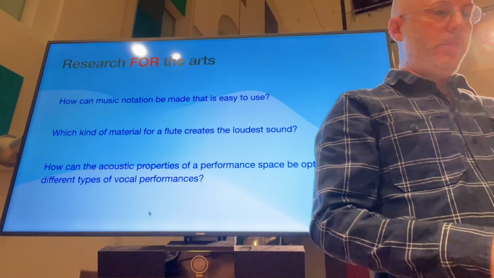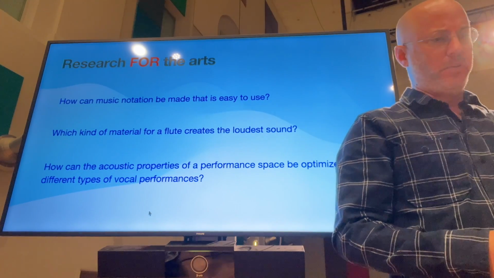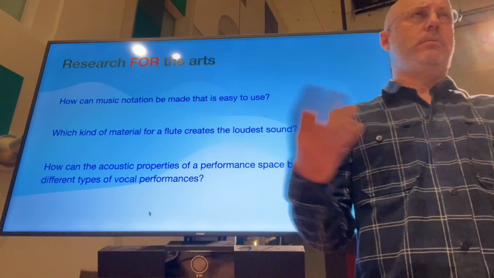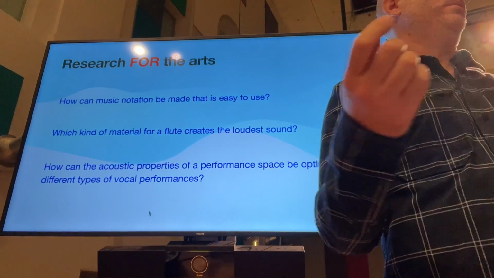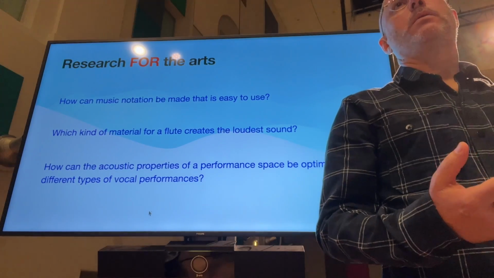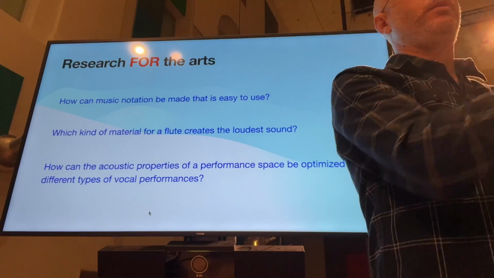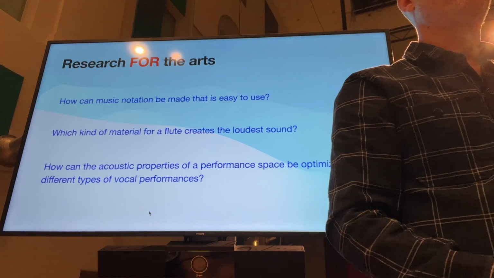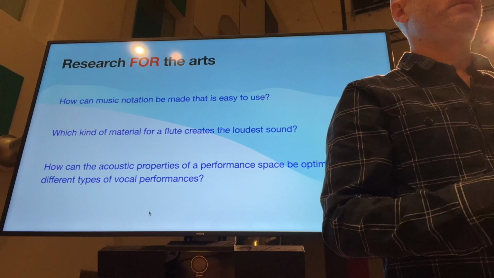How can the acoustic properties of a performance space be optimized for different types of vocal performances, right? So, acoustic properties. You test out a bunch of things, come to some answer. And then that's research you would do for the arts. But it's also, in some ways, very objective, right?